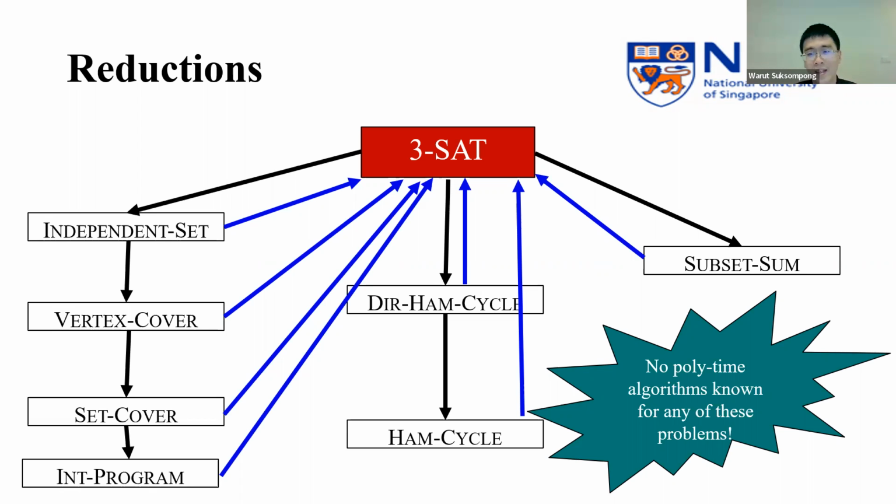So the blue arrows, I'll go into that later, but it's just the direction backward, that other problems can be reduced to 3SAT. It follows from what's known as the Cook-Levin theorem, which will be covered later in this lecture.